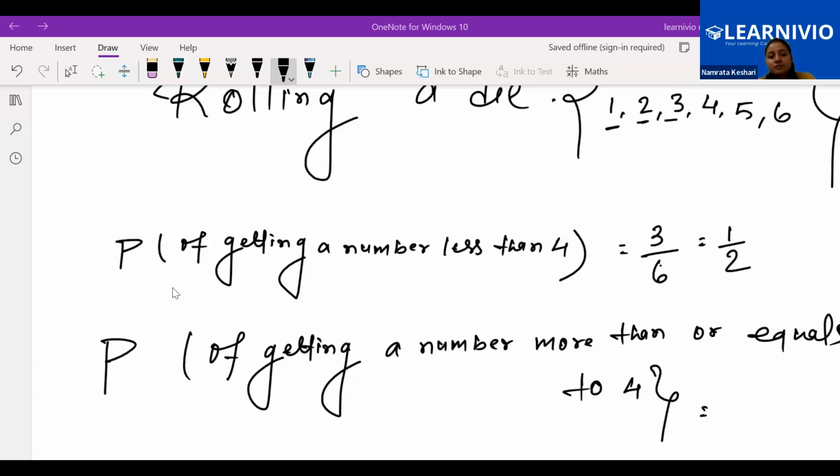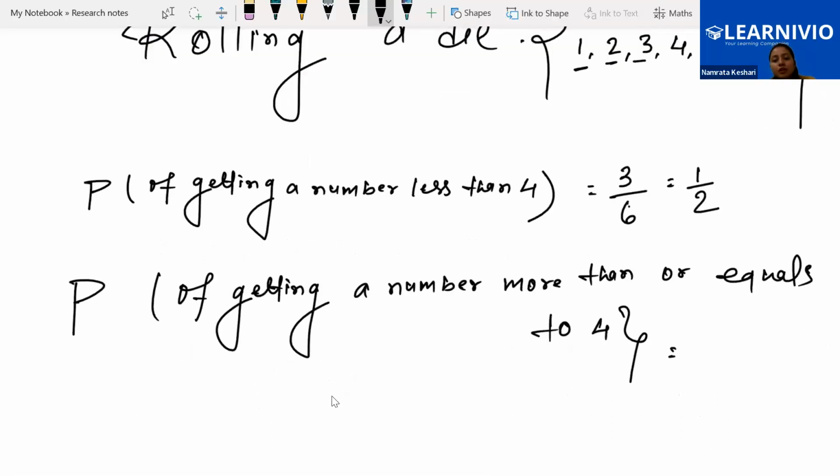Yes, ma'am. Okay, so let's continue. We are just taking favorable outcomes that are more than or equal to 4. How many numbers are there? 1, 2, 3 numbers are there. That is more than or equal to 4, by total outcomes, that is 6. Okay, 1 by 2. Here also we are getting 1 by 2.